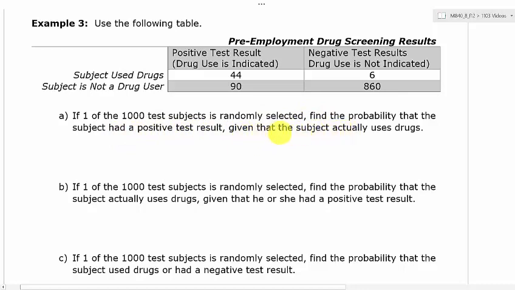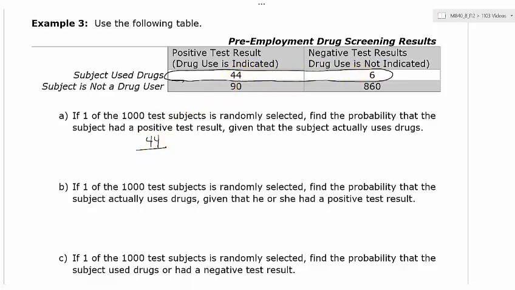So now we know ahead of time that the subject uses drugs. So when you're looking at the table, you only want to be looking at this line in the table that deals with someone that we know uses drugs. And so we are interested in a positive test result. So that's 44. Out of the total for this line is only 50. So it's 44 divided by 50. And if you compute that, you get 0.880.